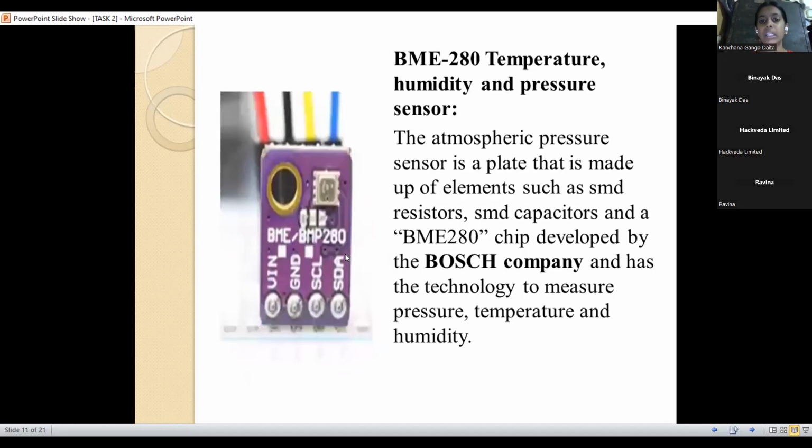And the BME 280 is a temperature, humidity, and pressure sensor. This is designed by the Bosch company firstly, and it is an atmospheric pressure sensor. The element itself is made up of many elements such as resistors, capacitors, etc. This BME 280 is a chip which is developed by the Bosch company. This chip has some sensing qualities. It also has the pins VCC and ground. So it measures temperature, pressure, humidity, etc.